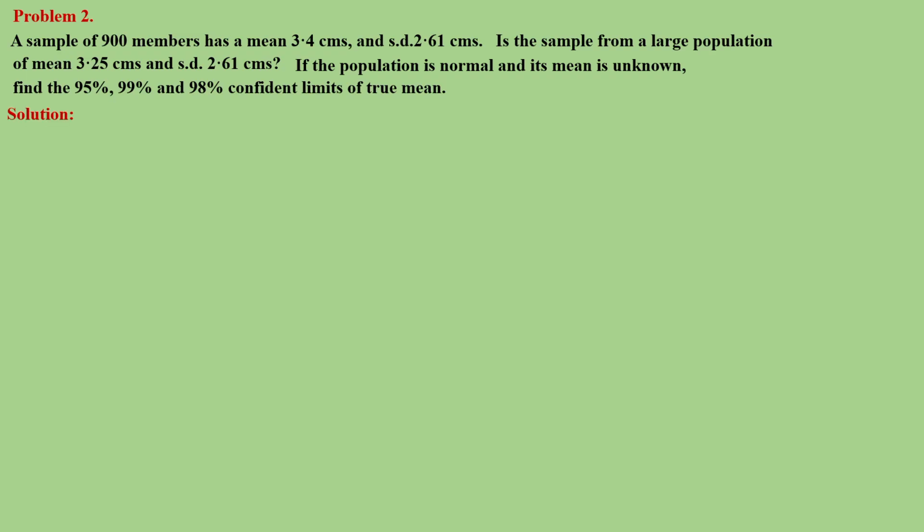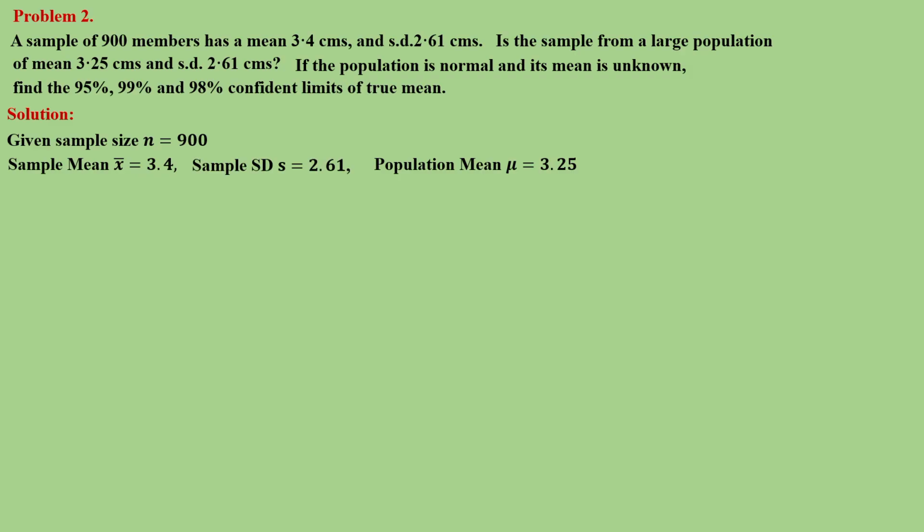So we'll see. Given sample size, so sample of 900 members, so small n is equal to 900. Sample mean also given as 3.4 centimeter, x bar is equal to 3.4, and population mean they have given, that is mu, equal to 3.25, and sample standard deviation, that is small s, is equal to 2.61. So defining the hypothesis, null hypothesis H naught, mu is equal to mu naught.